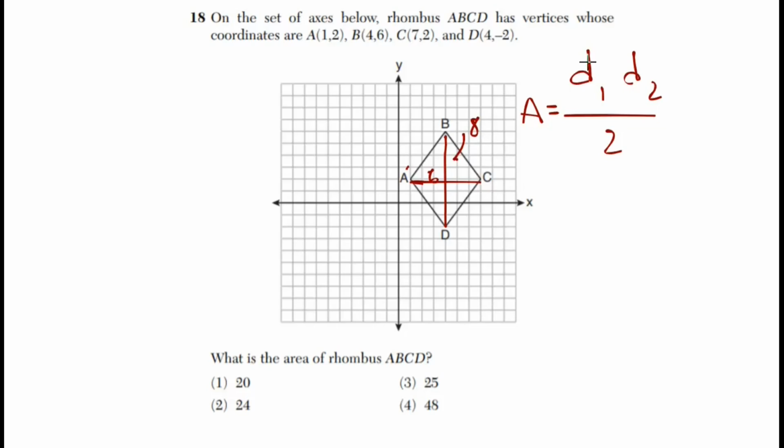So we know what these are. We know d1, we know d2. We just plug in the formula. 8 times 6, all divided by 2. And there's a couple ways you can do this. I like to just simplify these. 4 times 6, that's 24. But if you just do this, 48 divided by 2, we still get 24.